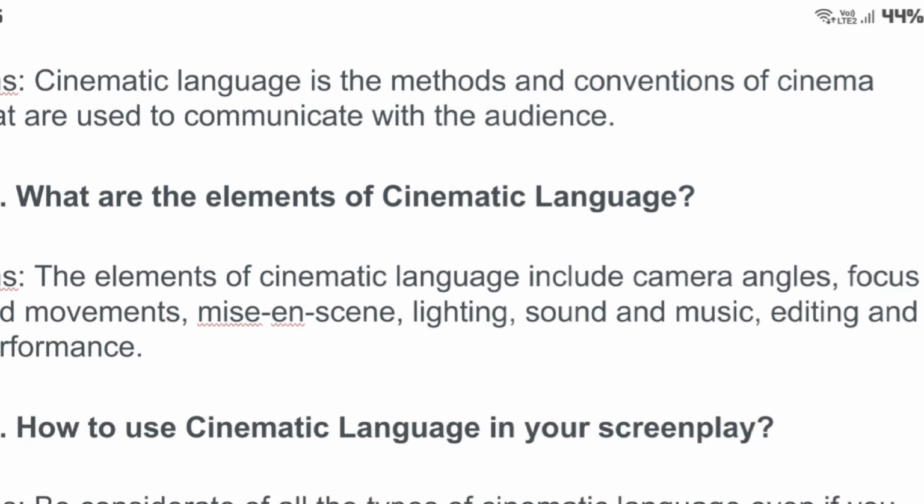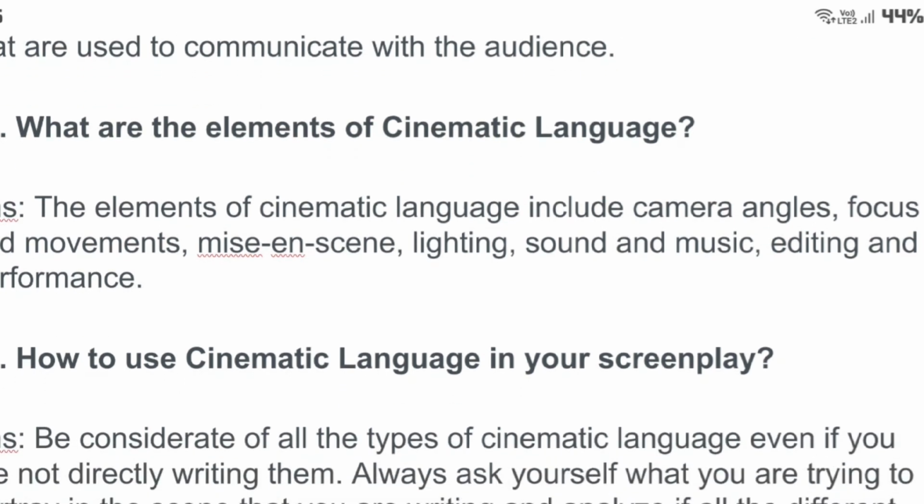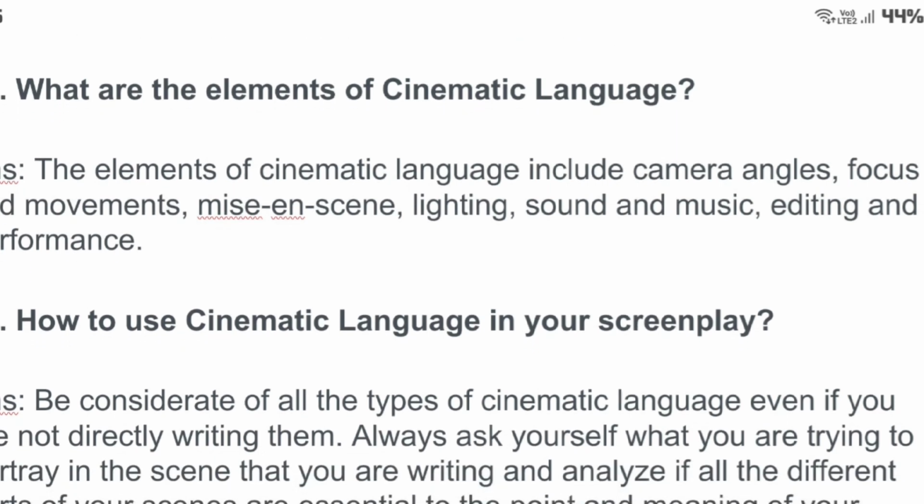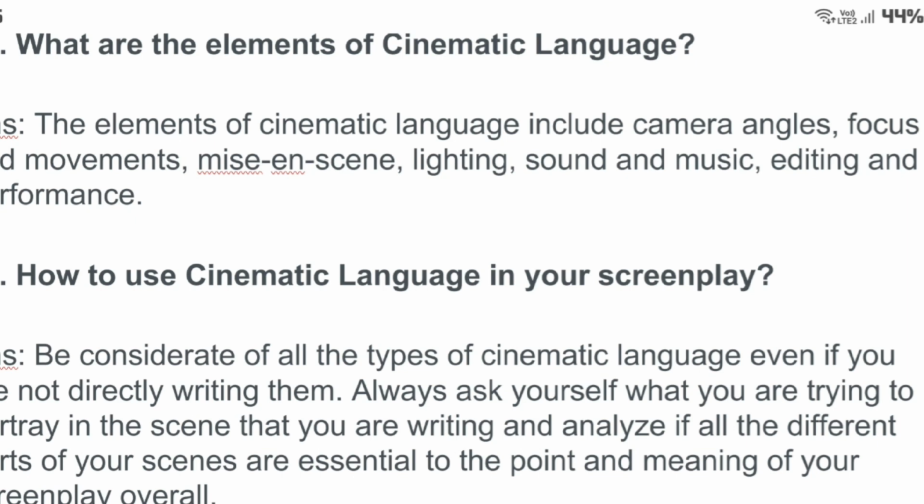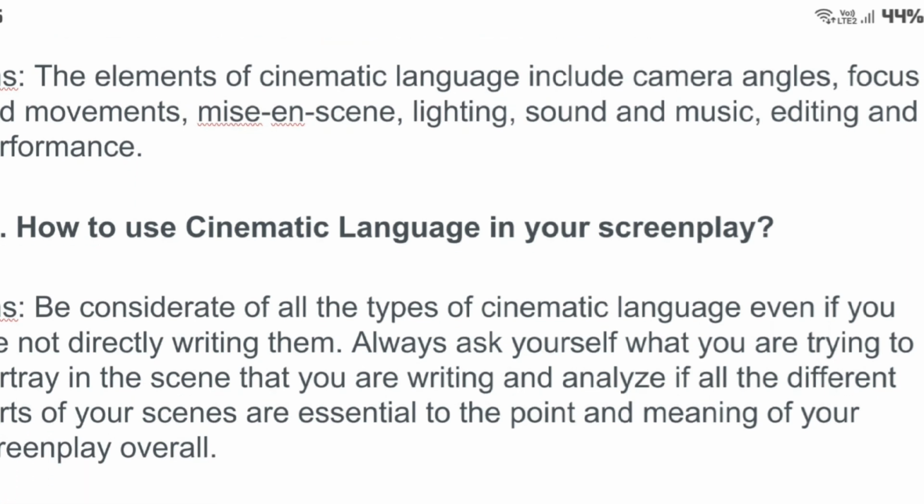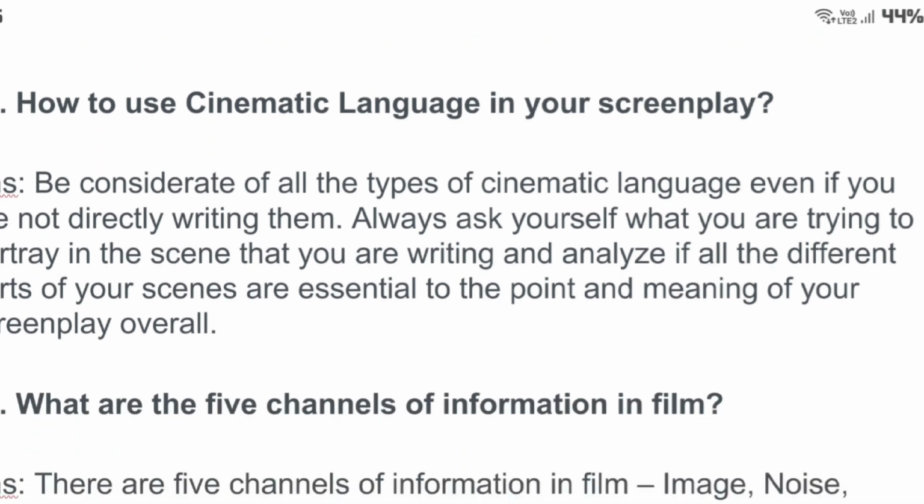How do you use cinematic language in your screenplay? Be considerate of all the types of cinematic language, even if you are not directly writing them. Always ask yourself what you are trying to portray in the scene and what you are writing, and analyze if all the different parts of your scenes are essential to the point and meaning of your screenplay overall.